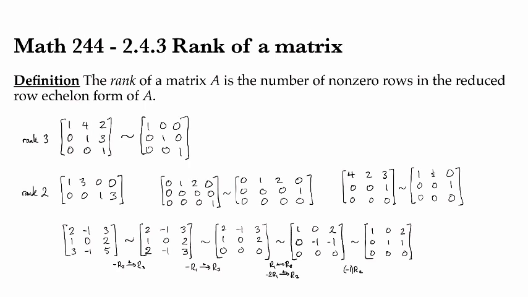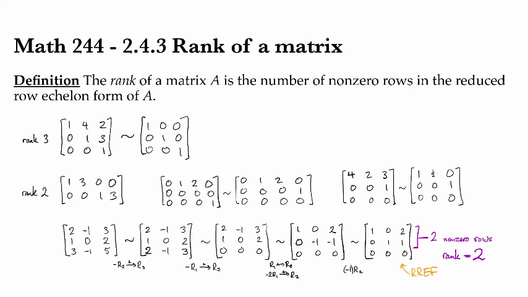So now we have obtained the reduced row echelon form of the original matrix, and we can see that there are 2 non-zero rows and 1 zero row. So the rank of this one is equal to 2.